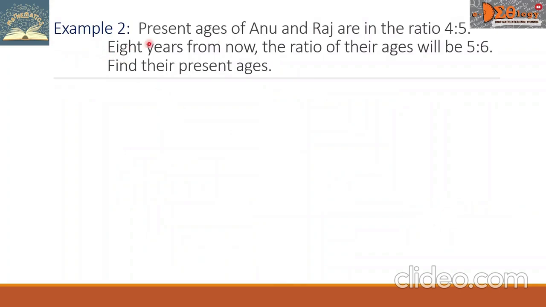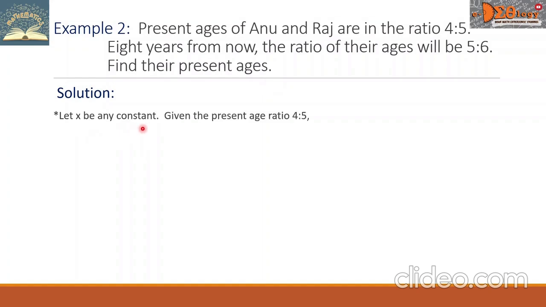Example 2. Present ages of Anu and Raj are in the ratio 4:5. 8 years from now, the ratio of their ages will be 5:6. Find their present ages. We let x be any constant, and given the present age ratio as 4:5, we will write now the present age of Anu equals 4x years, and the present age of Raj equals 5x years.